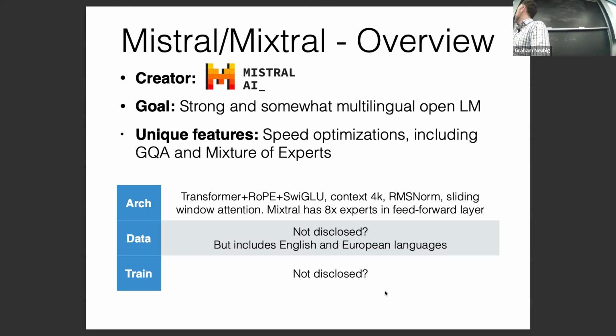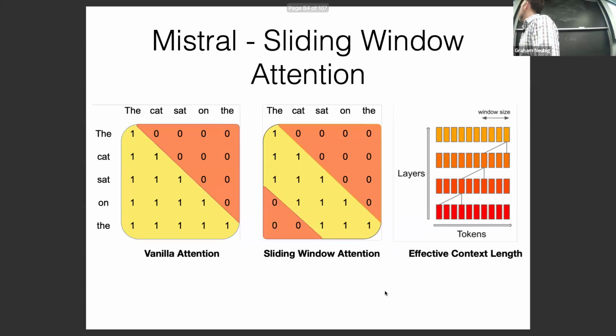Also, the training details were not disclosed here. I wasn't able to find the batch size as far as I know. So Mistral uses sliding window attention. Vanilla attention, basically, you always attend to all of the previous things in the sequence. What Mistral does is it attends to the previous n tokens where n is equal to 4096.